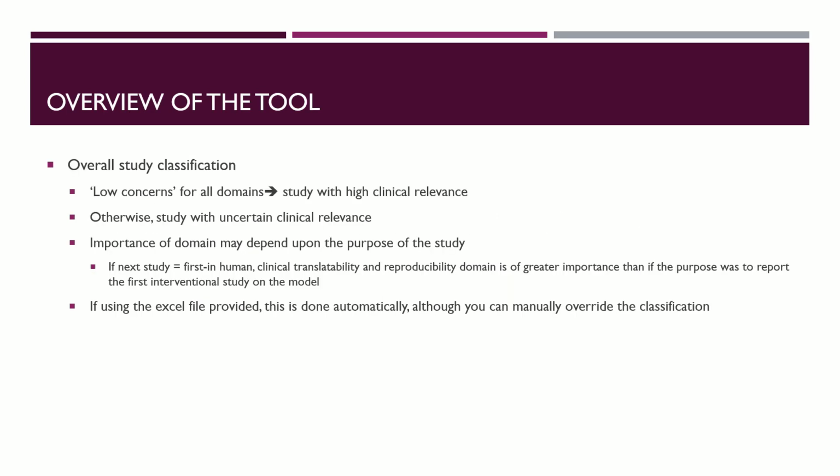How will you classify the overall study? If it is low concerns for all the domains, then the study has high clinical relevance. Otherwise, the study has uncertain clinical relevance. As mentioned before, not all domains are important in all types of studies, and the relative importance of the different domains may depend upon the purpose of the study. The overall study classification is also done automatically if you are using the Excel file. However, you can also manually override the classification.